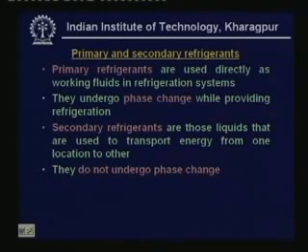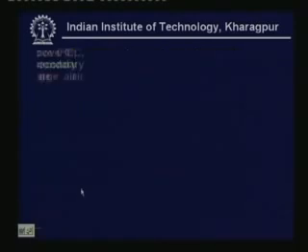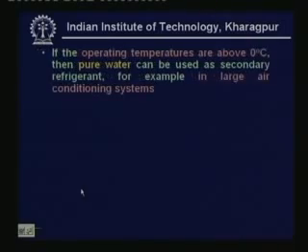Unlike primary refrigerants, these secondary refrigerants do not undergo any phase change, and water and brines are the commonly used secondary refrigerants. If the operating temperatures are above 0 degree centigrade, then we can use pure water as secondary refrigerant. For example, pure water is widely used in large chilled water systems for air conditioning applications, etc.